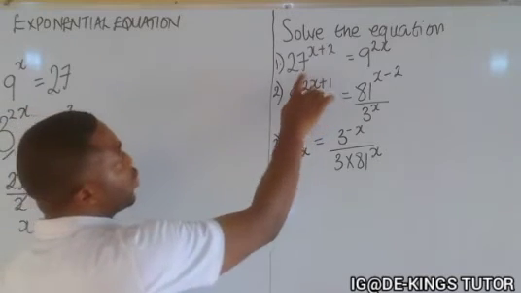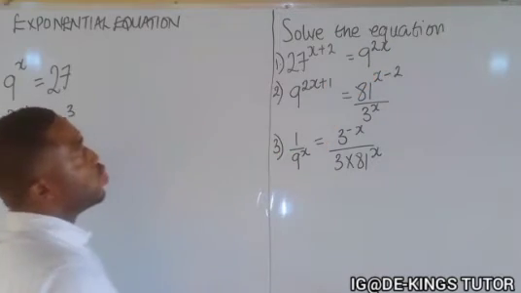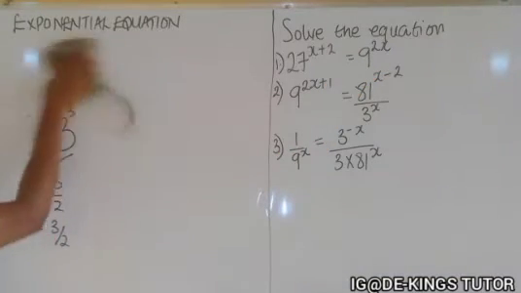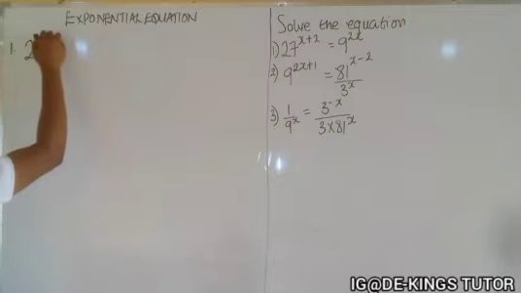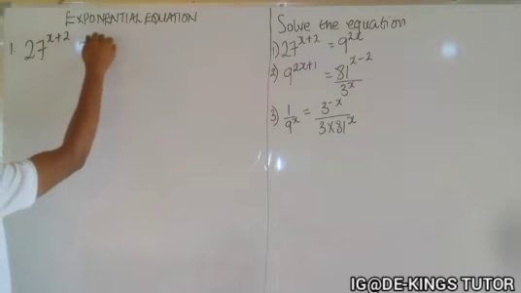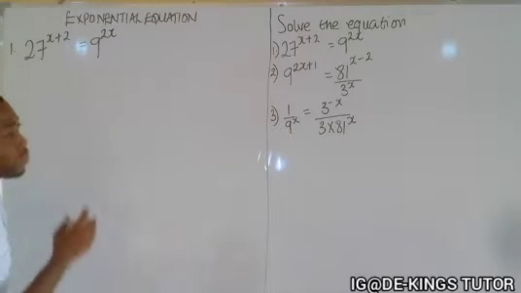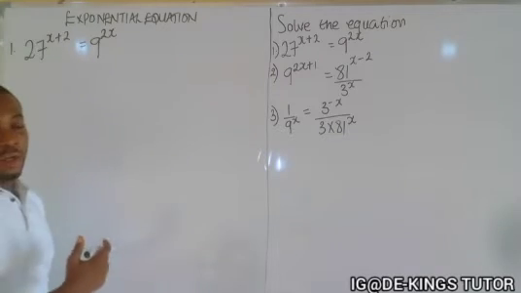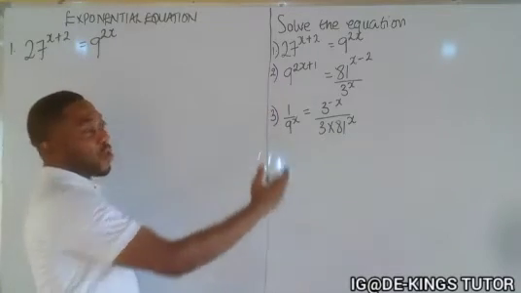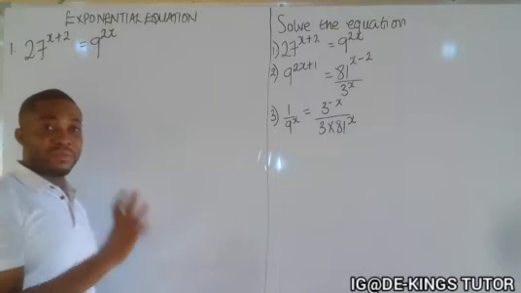The first one says solve the equation 27^(x+2) = 9^(2x). Just like what we just did, how do we solve this? We are going to express them in terms of the same base, because most times you might not see the simple ones we've done. It might be something complex like this. But ensure that you express them in terms of the same base.